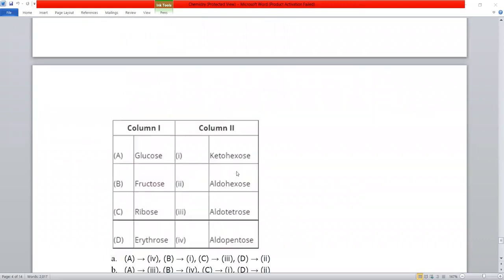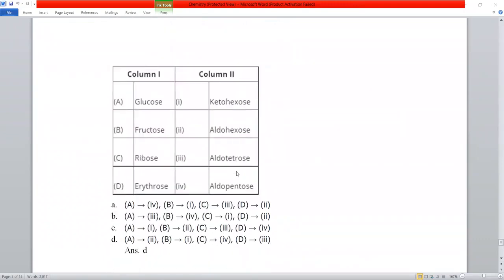Next question number 45, students. Match the following, column 1 and column 2 they have given here. Glucose we know very well here. How many carbons do we have here? 6 carbons. Is it ketose or aldose? It is aldose. So aldohexose. And fructose is ketohexose. Ribose is aldopentose. Erythrose is aldotetrose. So which is exactly matched? Option D is the correctly matched one.